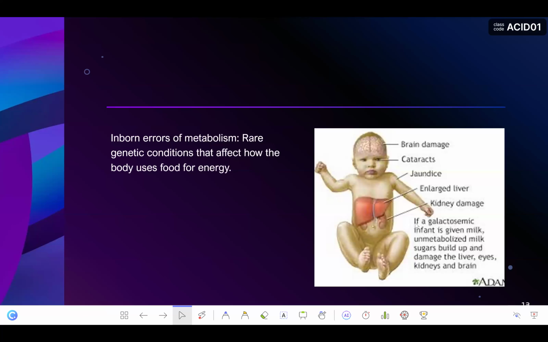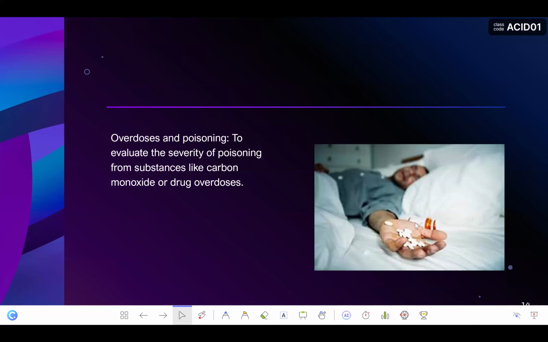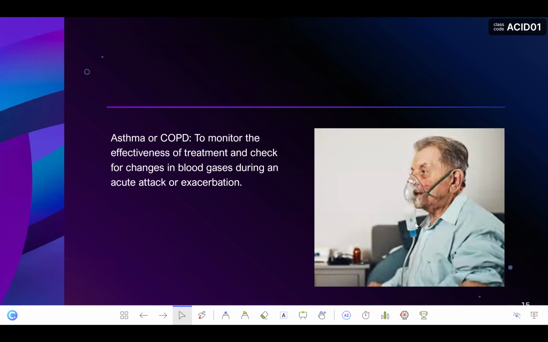Another thing that we could be looking at is inborn errors of metabolism. This is a rare genetic condition that affects how the body uses food for energy. There are also all kinds of different overdoses and poisonings. We want to evaluate the severity of poisoning from substances like carbon monoxide, which you may get in a house fire, or drug overdoses, particularly opioids. For patients that have asthma or COPD, we want to monitor the effectiveness of treatment and check for changes in blood gases during an acute attack or exacerbation.